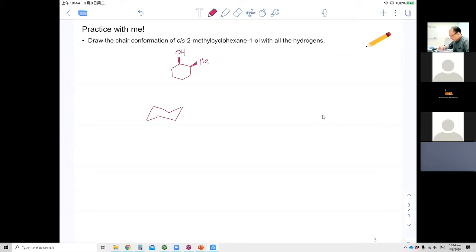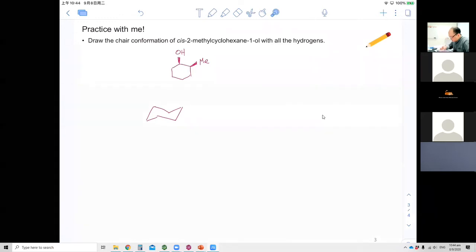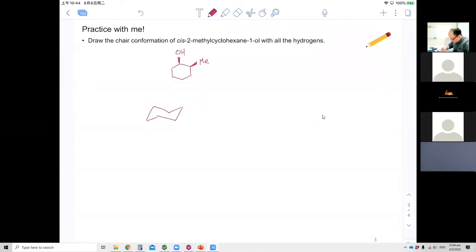Then if we have a ring structure, we put the substituents on it first. So now we have an OH that's pointing up. So for this carbon, the pointing up is an axial OH. And then we move to the next carbon with the methyl group. It's also pointing up. But remember, they are alternating, right? So this methyl, when pointing up, should be an equatorial. So we have a methyl pointing up.